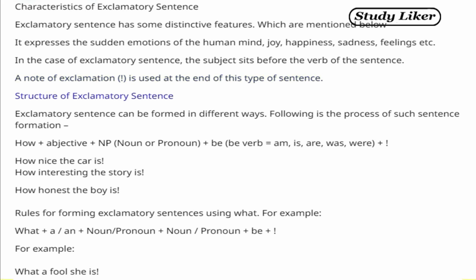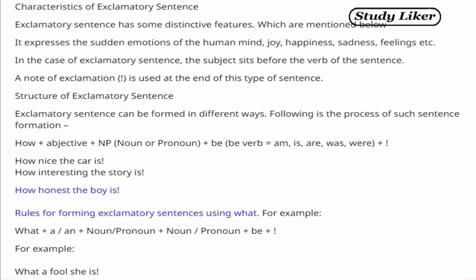Structure of exclamatory sentence. Exclamatory sentences can be formed in different ways. Following is the process of such sentence formation. How plus adjective plus NP, noun or pronoun, plus be verb (am, is, are, was, were). For example, how nice the car is. How interesting the story is. How honest the boy is.